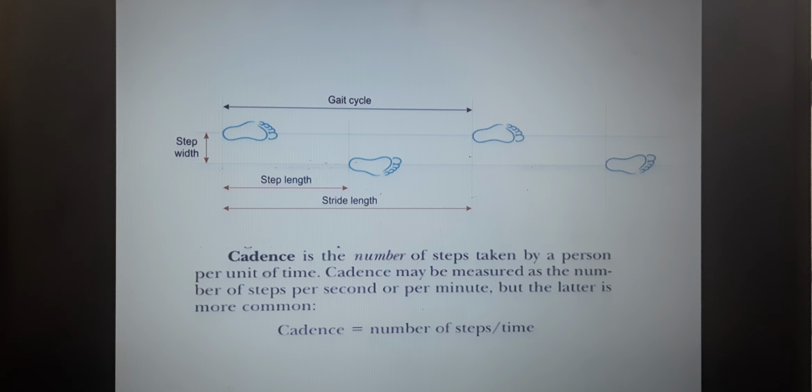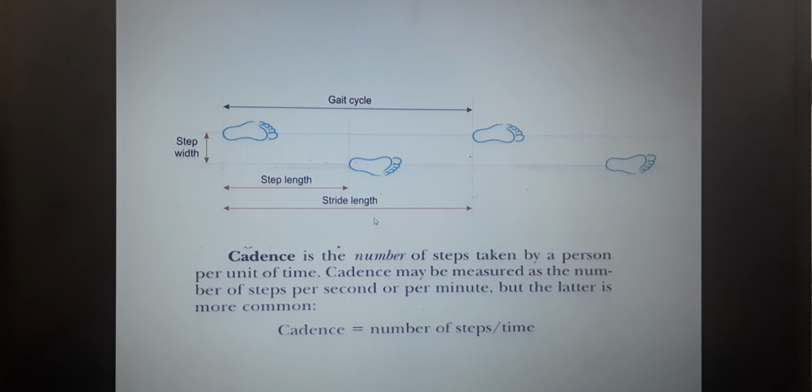Here you can see the step length. This is one foot. For example, you take the left foot heel strike to the right foot heel strike. The distance between them is the step length.